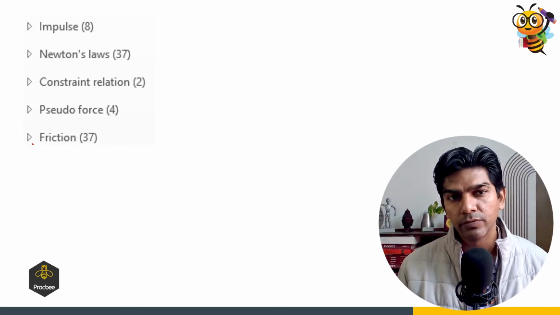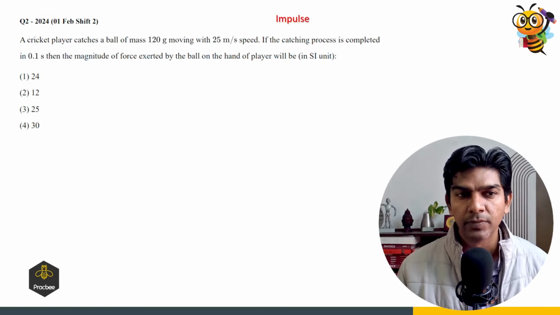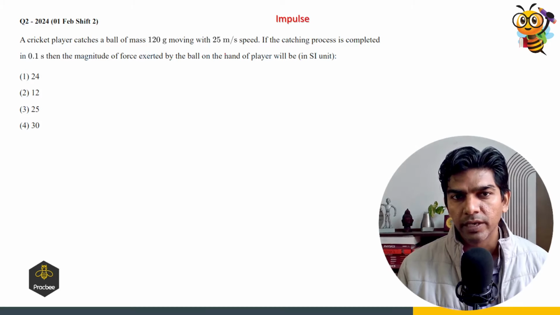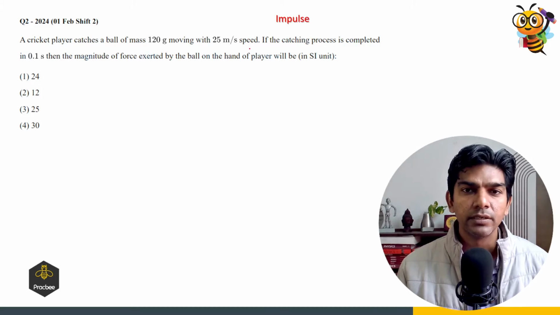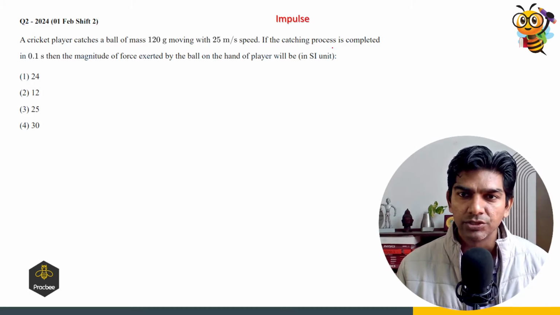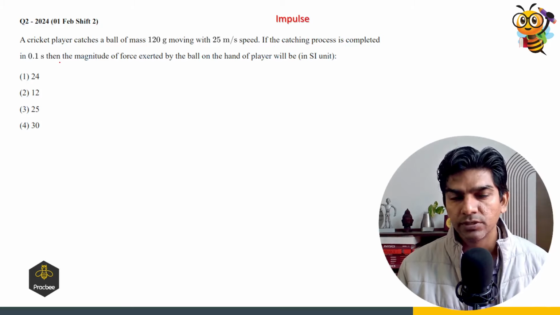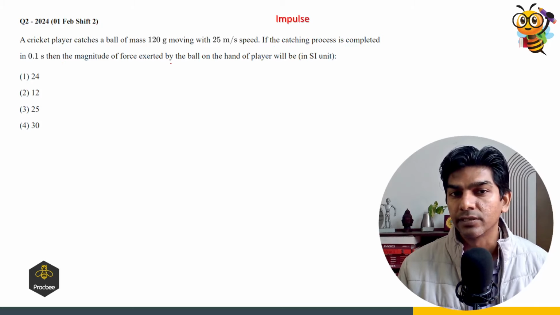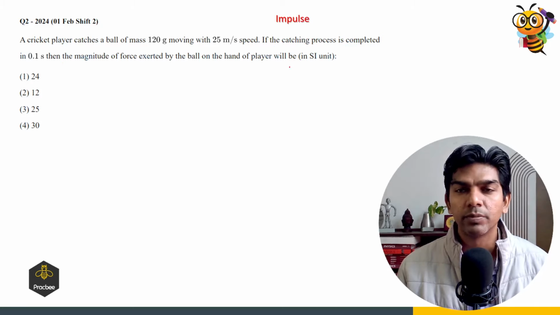So let us start with the very first problem type, that is impulse. A cricket player catches a ball of mass 120 grams moving with 25 meters per second speed. If the catching process is completed in 0.1 seconds, then the magnitude of the force exerted by the ball on the hand of the player will be.